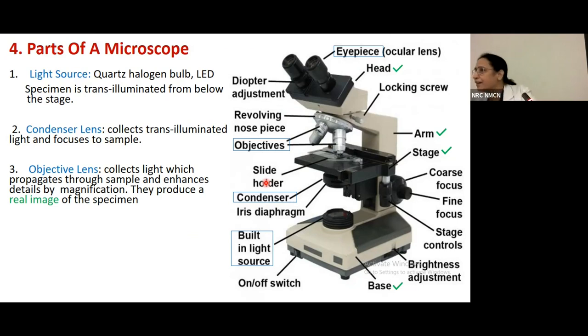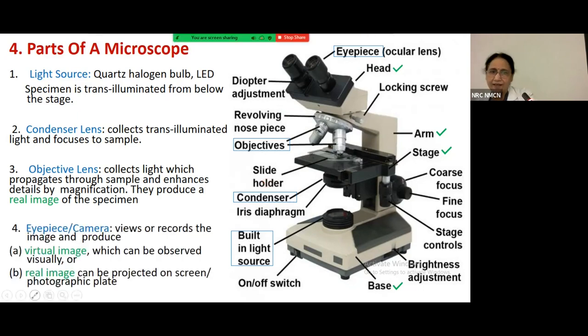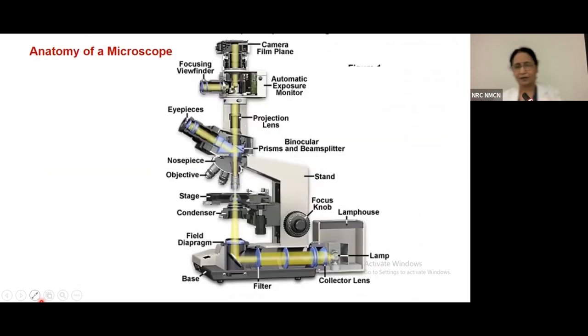Then they produce a real image of the specimen. Then this eyepiece or camera views or records the image and produces either a virtual image which can be observed visually, or a real image which can be projected on the screen or on a photographic plate. So this is the anatomy of the microscope.